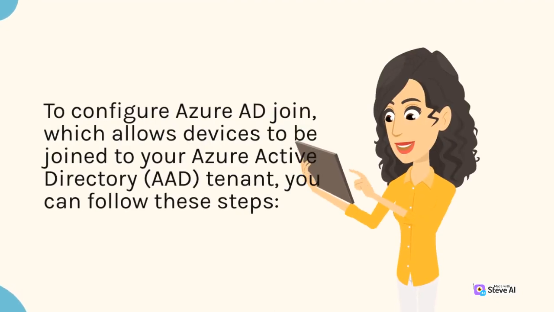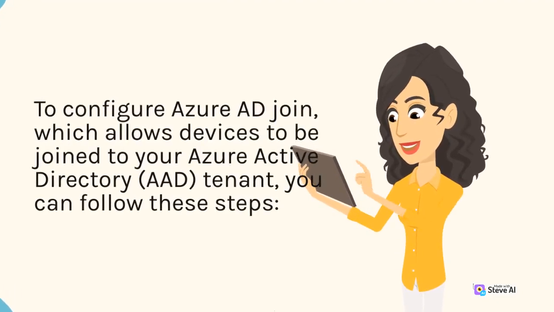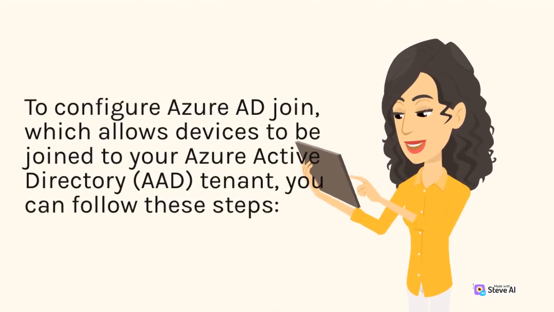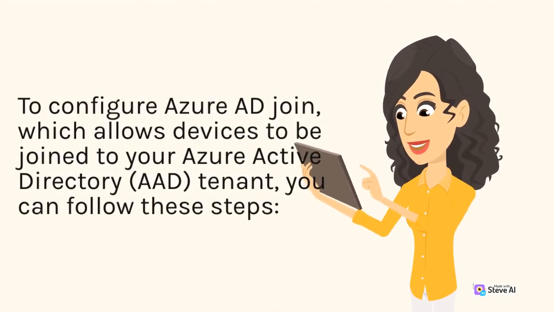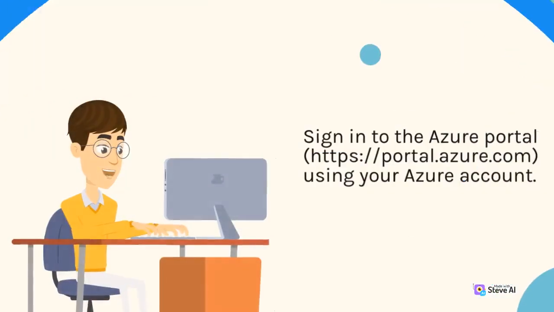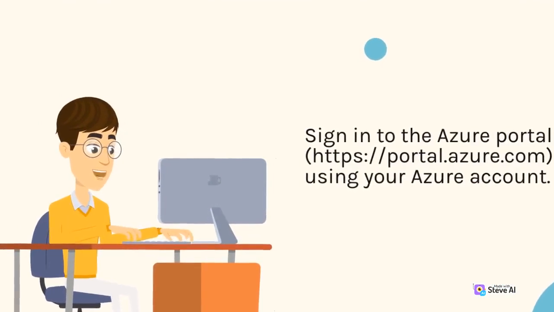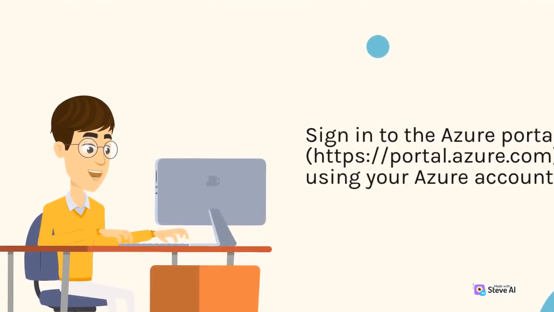To configure Azure AD Join, which allows devices to be joined to your Azure Active Directory tenant, you can follow these steps. Sign into the Azure portal, https://portal.azure.com, using your Azure account.